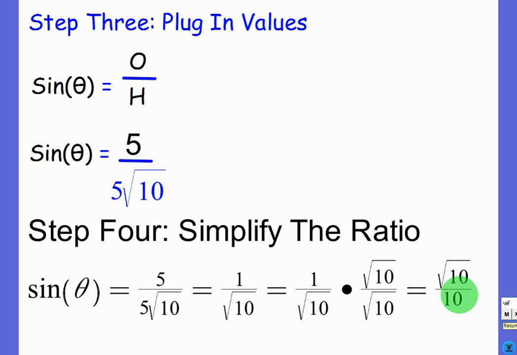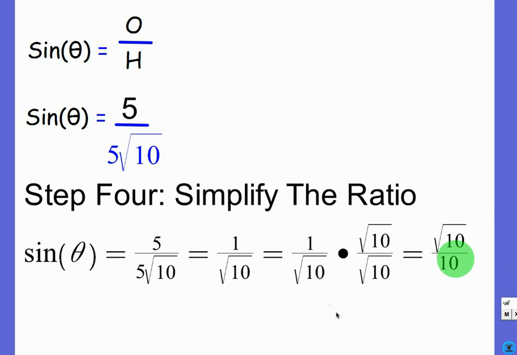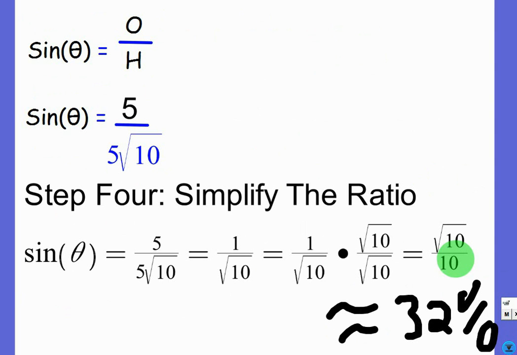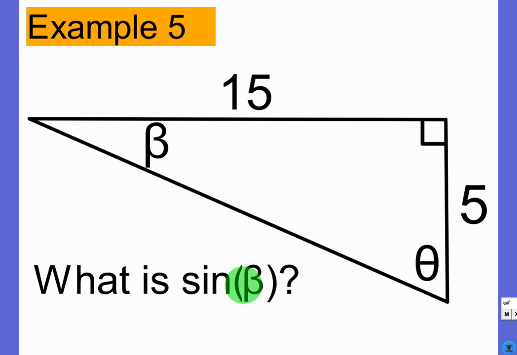We get about 32%. Square root of 10 over 10. Let's take a look at the diagram. What that means is, again, just for clarification, this side, the opposite side of beta, is about 32% of this side. That's what it means. So if you want to convert the fractions to decimals, it might help you understand what the different trig functions are.